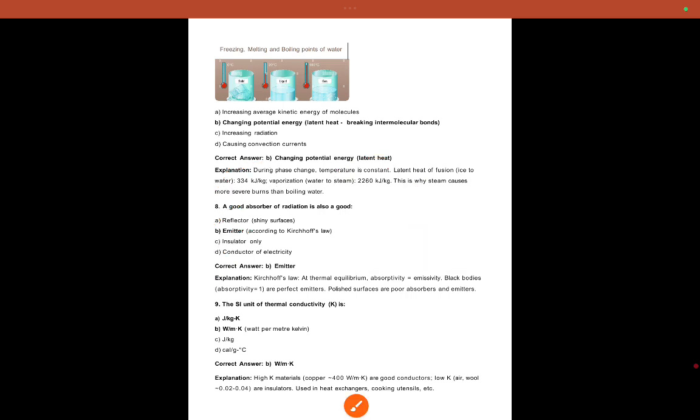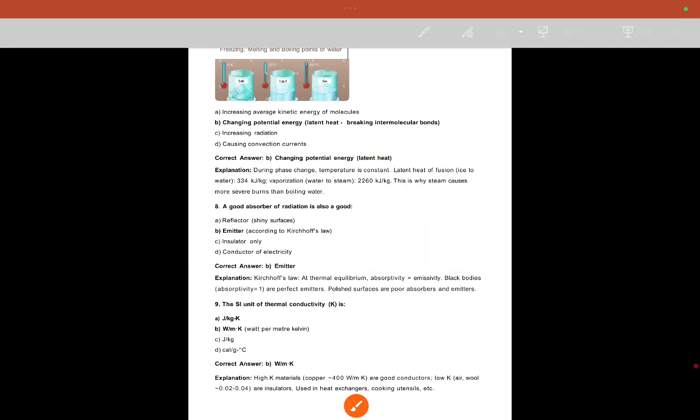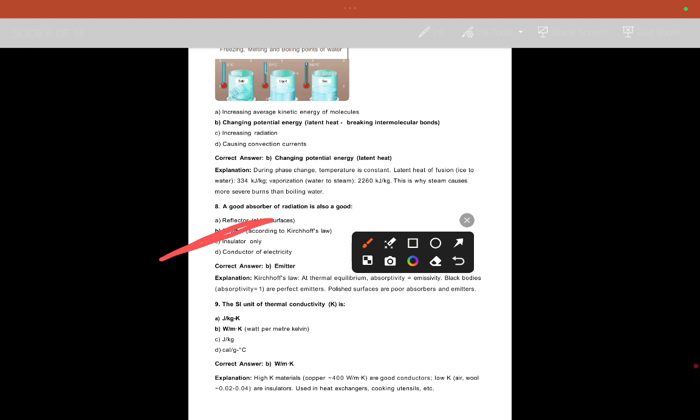Okay, a good absorber of radiation is also a good emitter. A good absorber is a good emitter. You can go for this. It's not a conductor of electricity, it's an insulator.